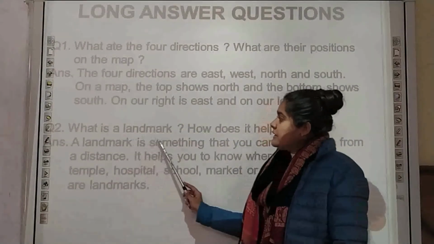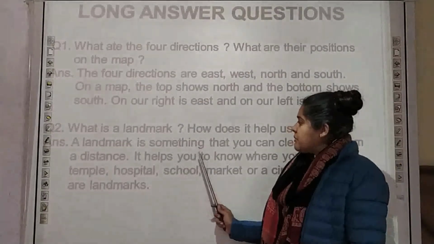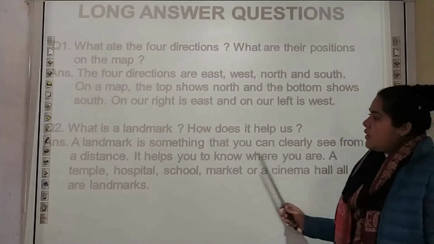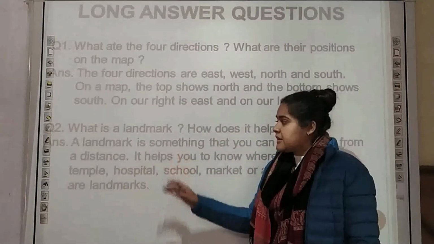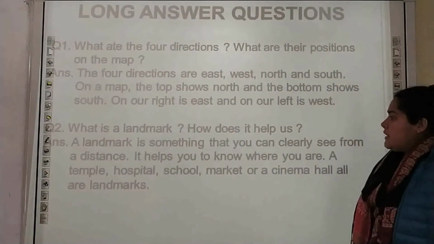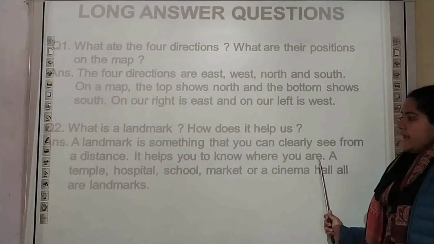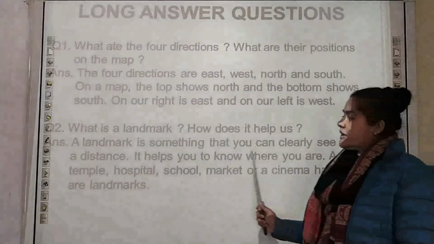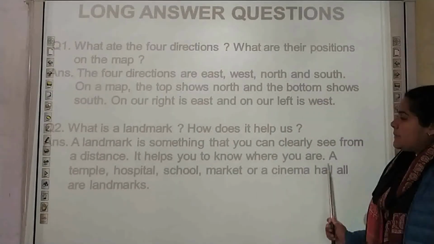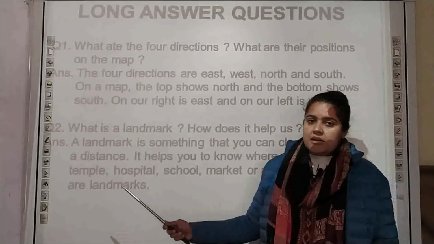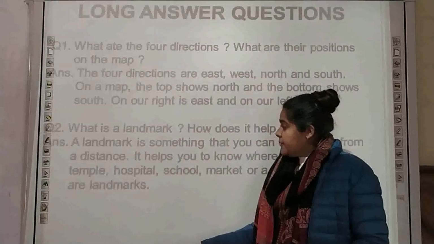The next is: what is a landmark? How does it help us? A landmark is something that you can clearly see from a distance. Anything which you can clearly observe from a distance is considered a landmark. And how is it helping us? It can help you to know where you are exactly, what your position is. It can be anything: a temple, a hospital, school, market, a cinema hall. These all can be considered as landmarks, and they can help you to find your direction.